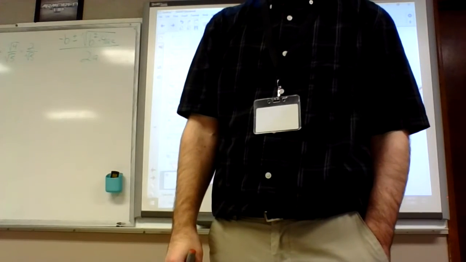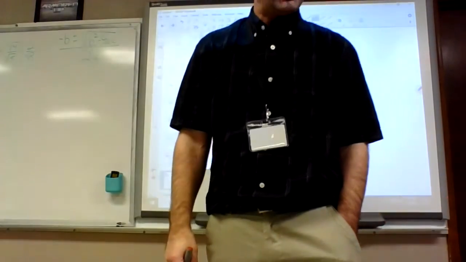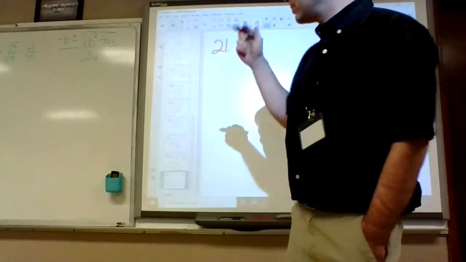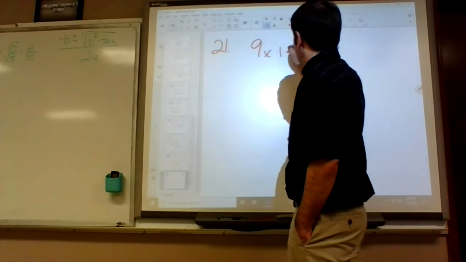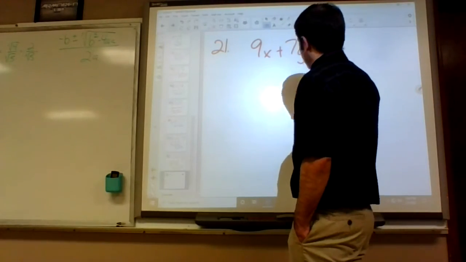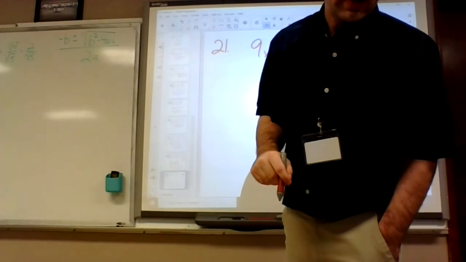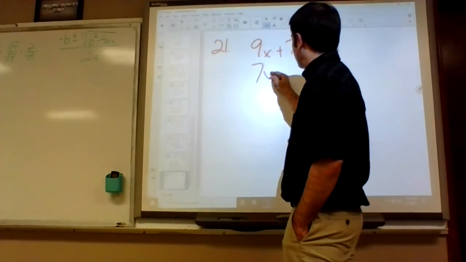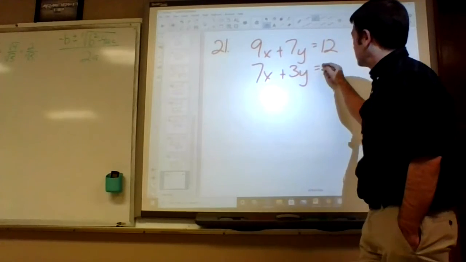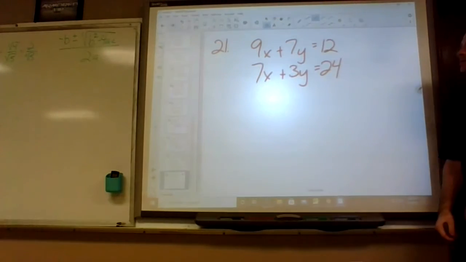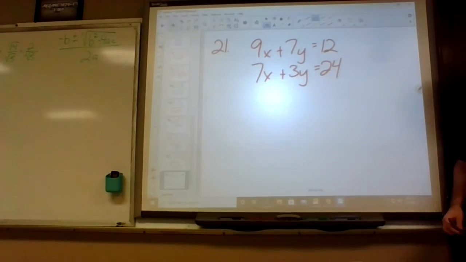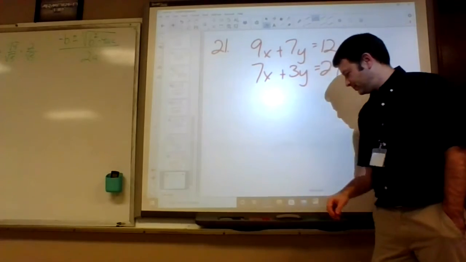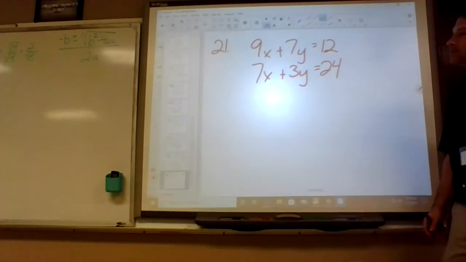Okay, what? 9x, 7y, 12, 9, 7, 12, 7, 3, 24. I forgot. What is 7, 3, 24? What do you guys want to do? Wait, I'm not done writing.